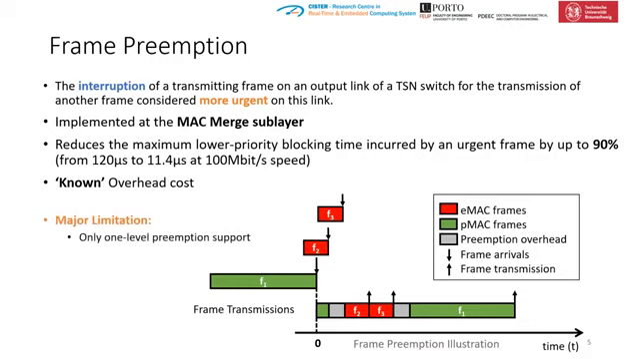The major limitation of the frame preemption standard, however, is that it has just one level of preemption support. As we have explained earlier, frames can only be categorized into two categories: the EMAC frames which can preempt, and the PMAC frames which can be preempted. And frames in the same category cannot preempt one another. We demonstrate this limitation in the next slide.